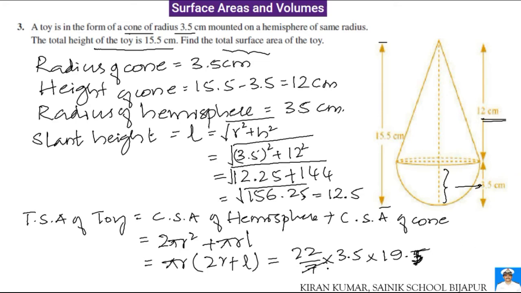So 7 one time, 7 0.5 times is 3.5. So 11 is multiplied to 19.5. So 11 multiplied to 19.5 is 214.5 centimeter square. This will be the total surface area of the toy.